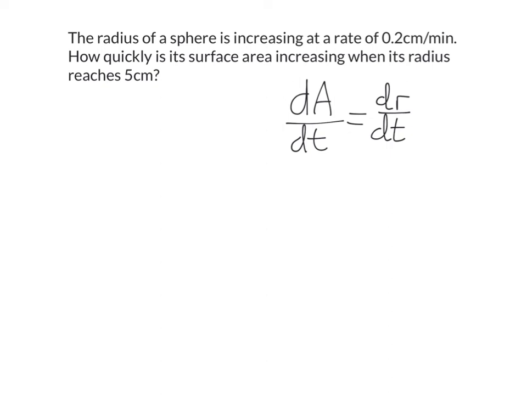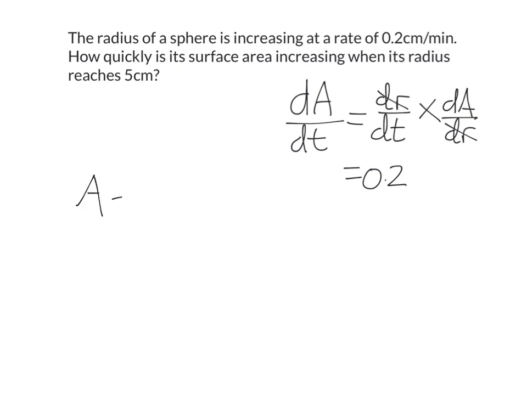So to complete the chain rule, I need a dA here on top, and I want to get rid of the dr. So it's sort of like I'm cancelling them like that. So we can find dA/dt by finding these two quantities. We know dr/dt is 0.2. We were told that in the question, 0.2 centimeters per minute. Now dA/dr, we can figure that out.